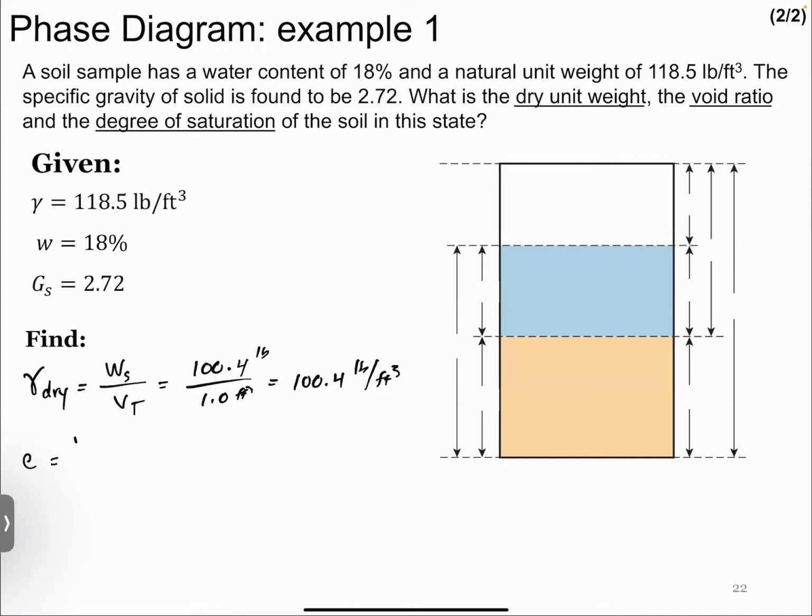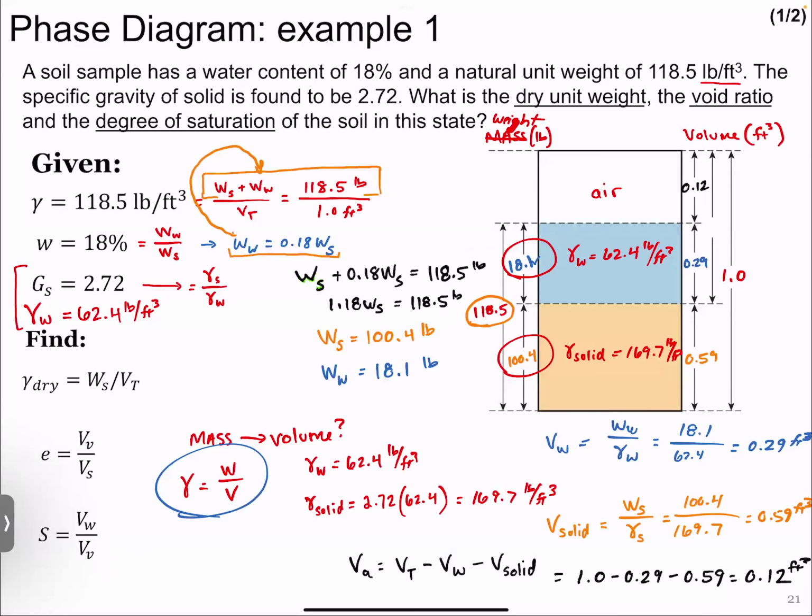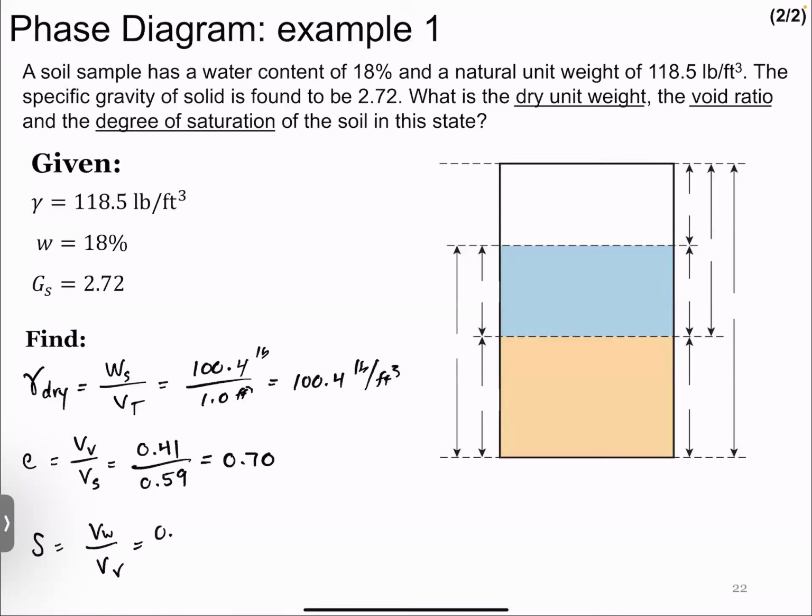Our void ratio, which is e, is our volume of voids divided by the volume of solid. It's 0.41 divided by 0.59, 0.7. And then our degree of saturation is volume of water divided by the volume of voids, which is 0.29 divided by 0.41. Then we multiply this by 100, and it will be 70.7%, I think.